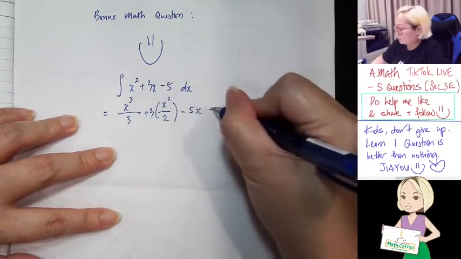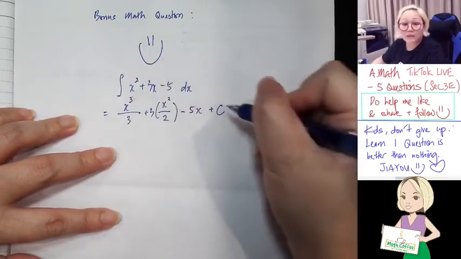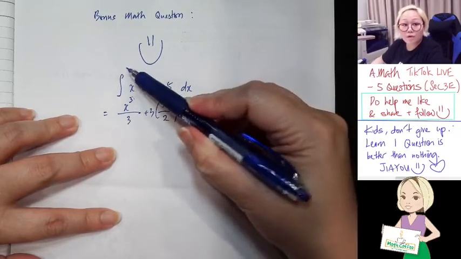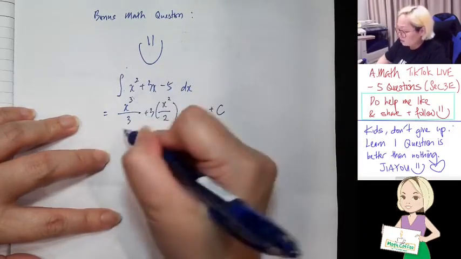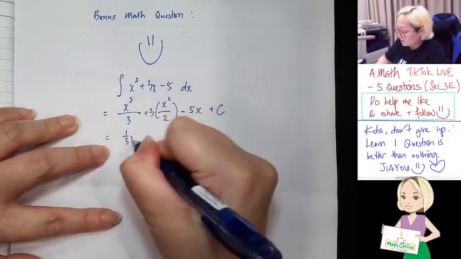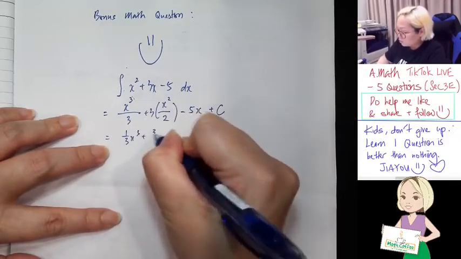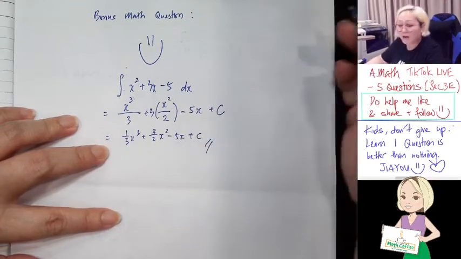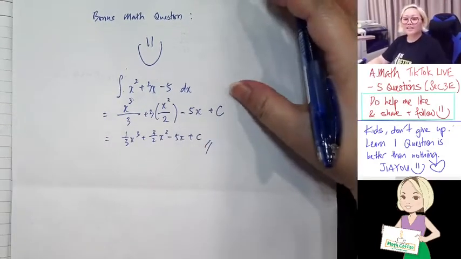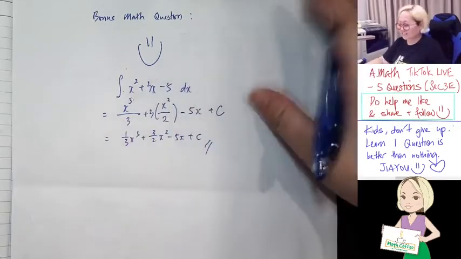Then don't forget to put a plus c, because it's an indefinite integral, because there's no number, no limit here. Of course, you don't leave your answer in this way. You just need to simplify. You will write it as 1/3 x cubed plus 3 over 2 x squared minus 5x plus c. Done. Ta-da! Simple integration.